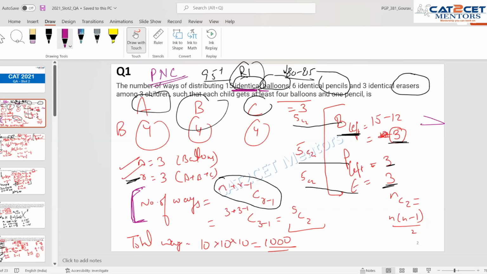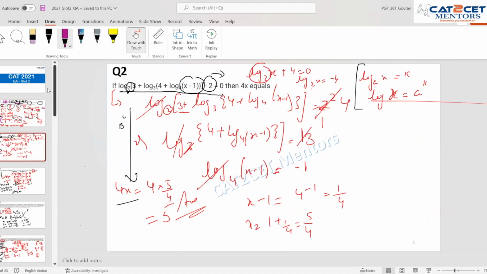Okay. So again, if you are scoring more than 95 plus, then definitely round 1. Otherwise, you can think about round 2. Okay. Moving to the next question, question number 2. Log question, again a question from modern maths.